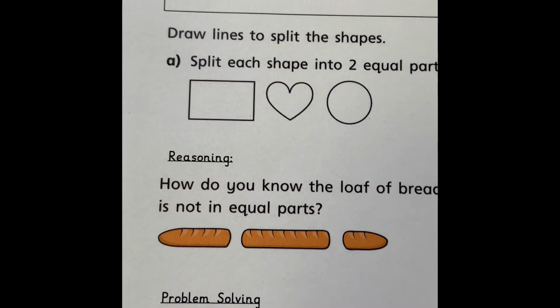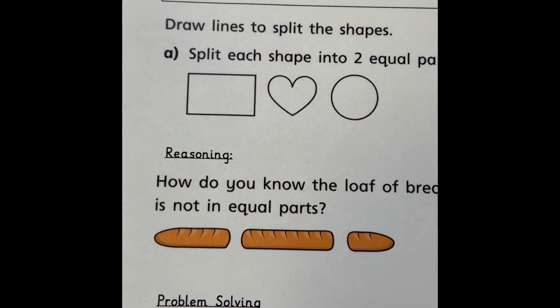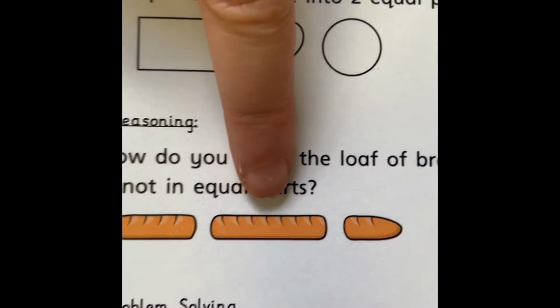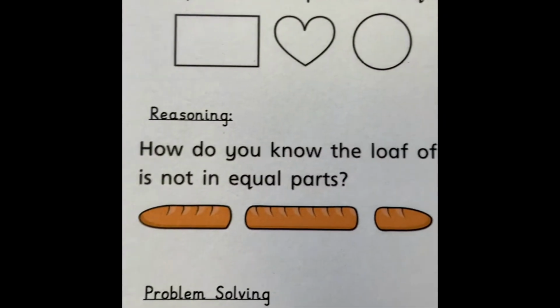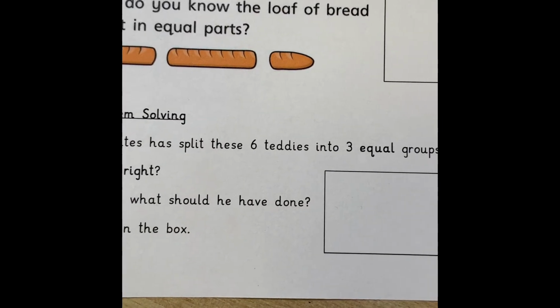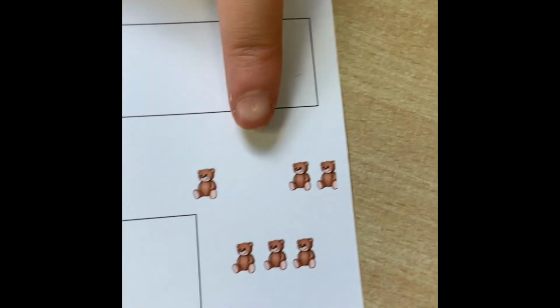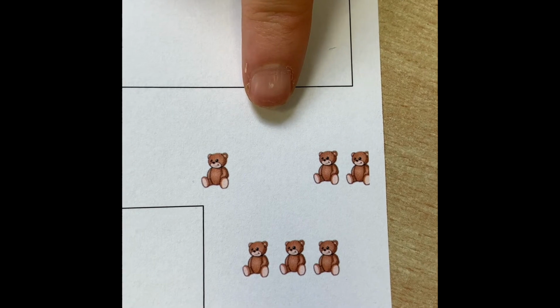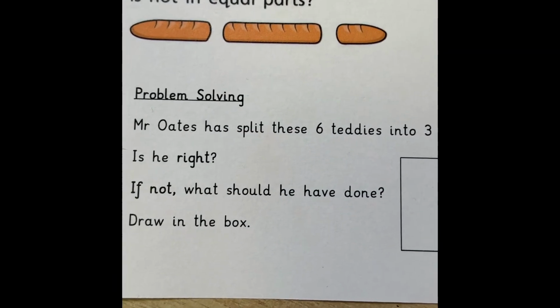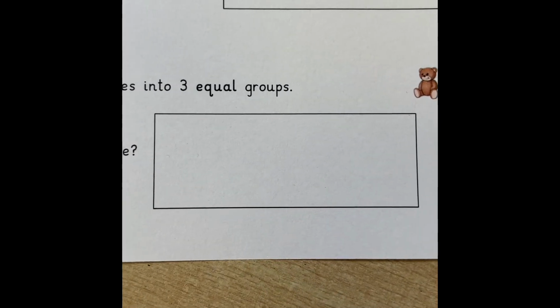Your reasoning question, how do you know the loaf of bread is not in equal parts? Are they in equal parts? Tell us in this box here. And lastly, Mr. Oates has split these 6 teddies into 3 equal groups. Is he right? If not, what should he have done? Draw in the box.